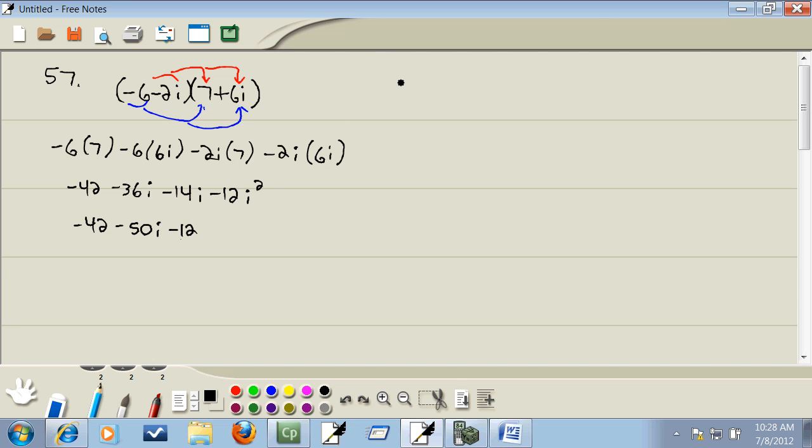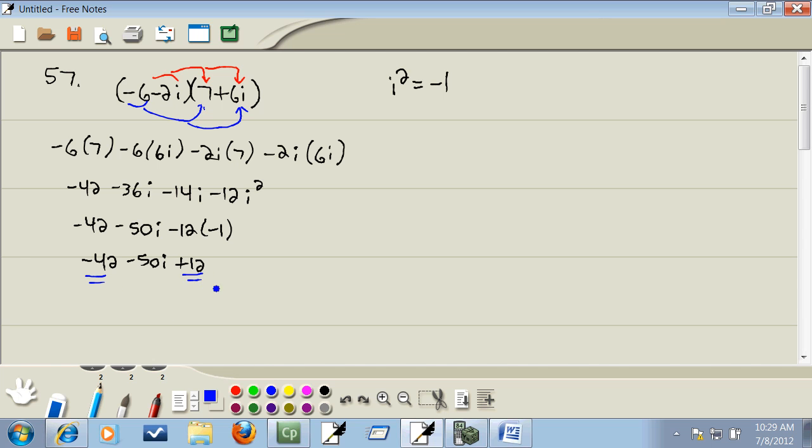And basically, standard form says you can't have i squared or above. So i is the only thing you can have. But if you remember, i squared is equal to negative 1. So we can replace the i squared here with a negative 1. So that gives us negative 42 minus 50i. And negative 12 times negative 1 is a positive 12.